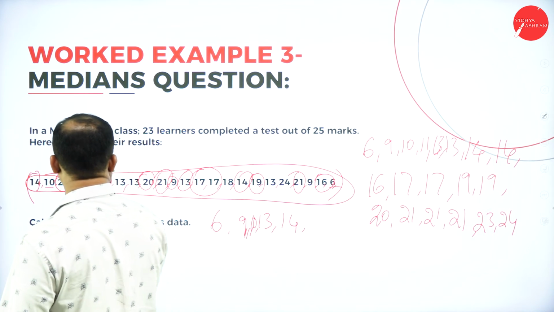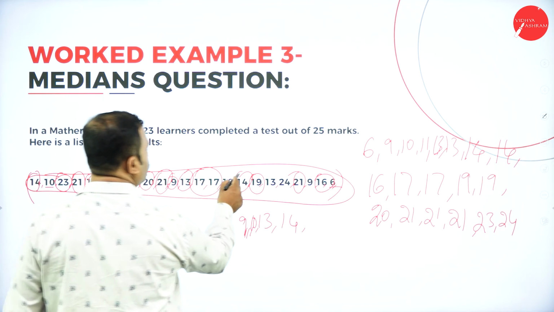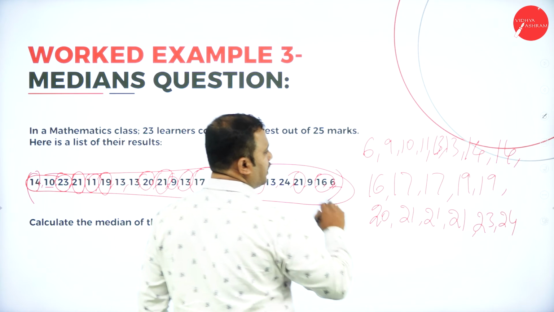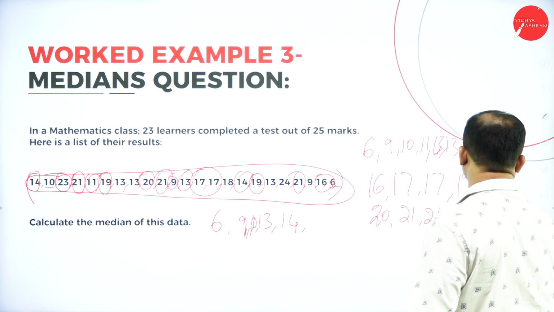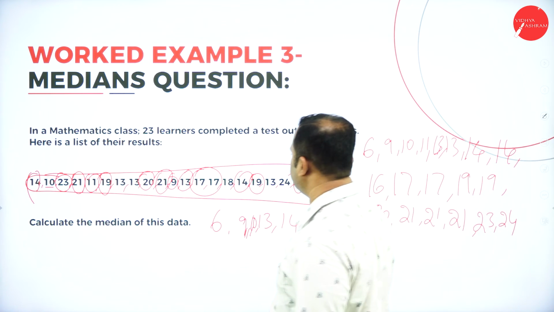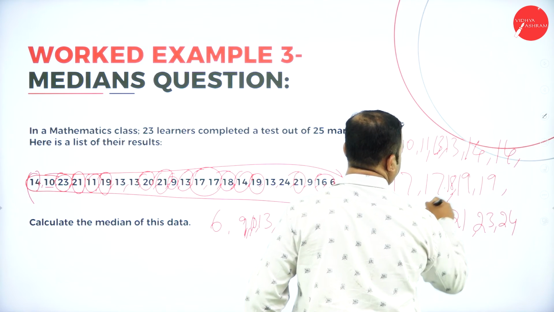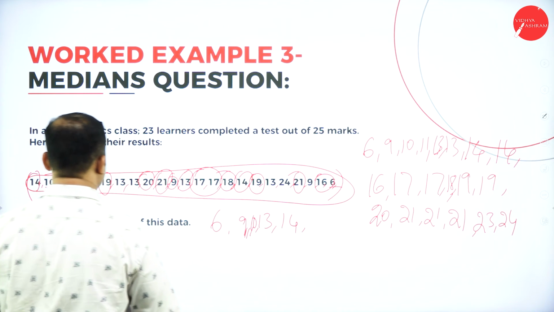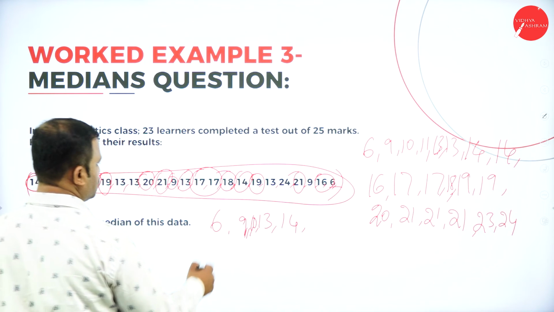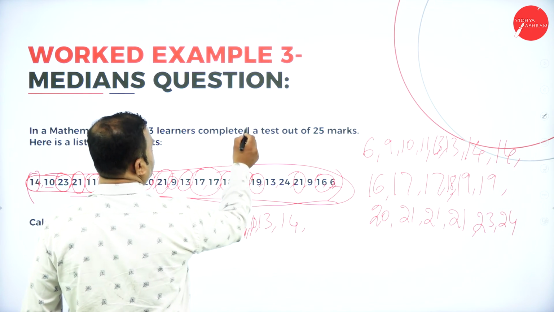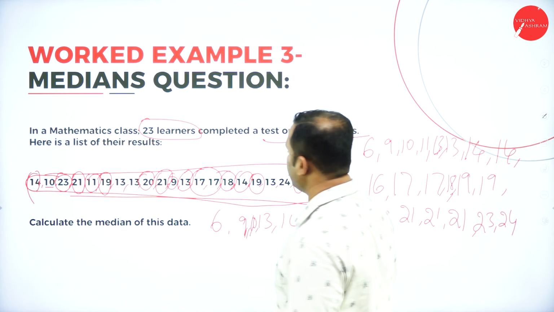Let me count the total number of items here. 1, 2, 3, 4, 5, 6, 9, 10, 11, 12, 13, 14, 15, 16, 17, 18, 19, 20, and 3 more items are there. After 24, do we have any other values? No. We have only 23 items here. So we have 23 learners here, and the total number of tests is 25.